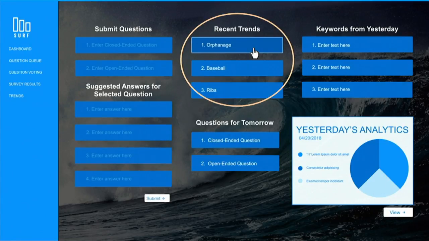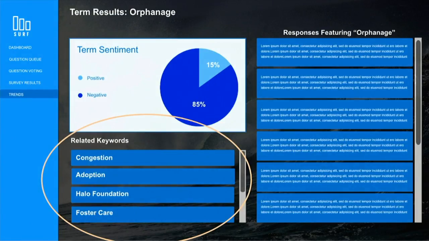So she looks at some of the keywords that have been trending recently and sees that there's been a lot of interest surrounding the term orphanage. Being curious as to why this is, she decides to click on the term, which takes her to a page that shows more detailed information on that term and how it's been coming up according to the readers. She sees that one of the terms that's often come up in association with orphanage is congestion, along with some other ones, but congestion really catches her eye.